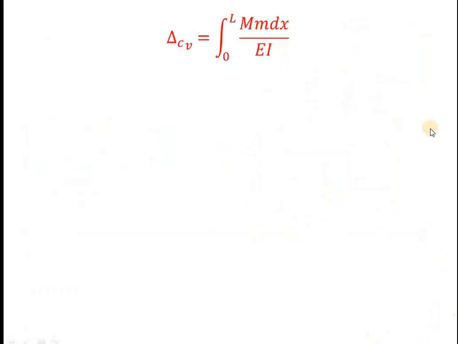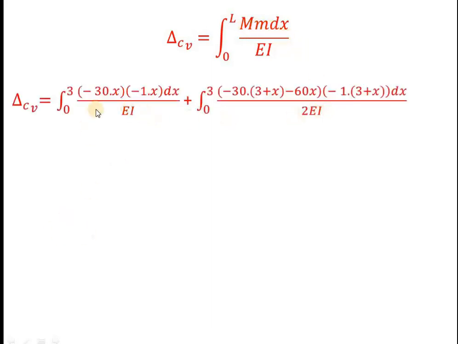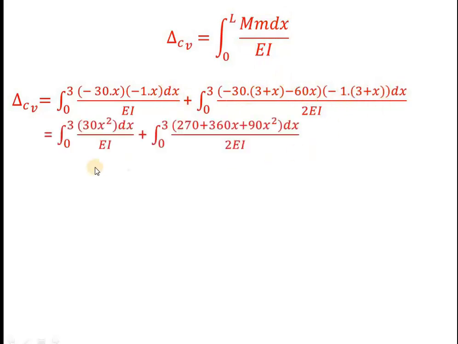Now if you apply the formula for vertical deflection at C, it is integral of M m dx by EI, where M is the bending moment due to the given loading and small m is the bending moment due to the unit load. Substituting the values of M and m, for portion CB that is minus 30x and minus 1x. For BA, it is minus 30 into bracket 3 plus x minus 60x, and small m here is minus 1 into 3 plus x. If you simplify this, you will get 30x square, and this, if you simplify, that is 270x plus 360 plus 90x square by 2 in EI into dx.